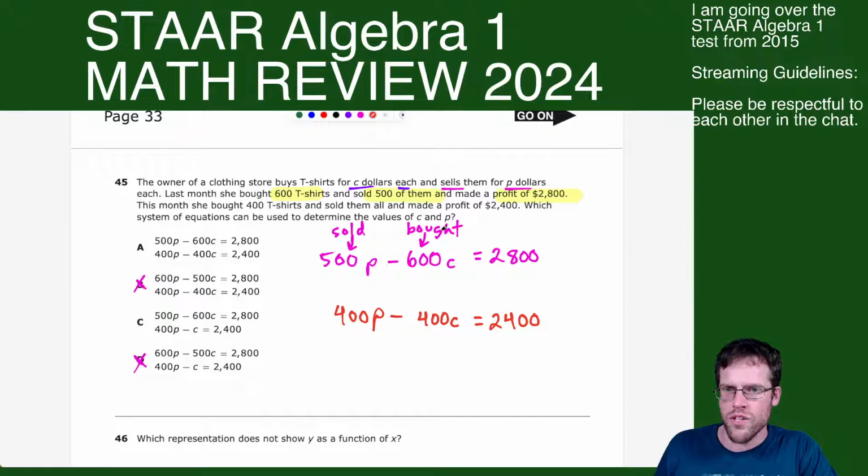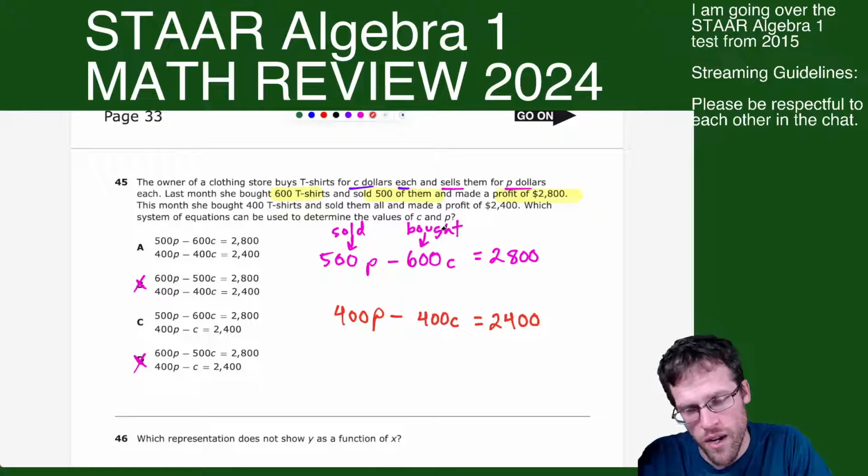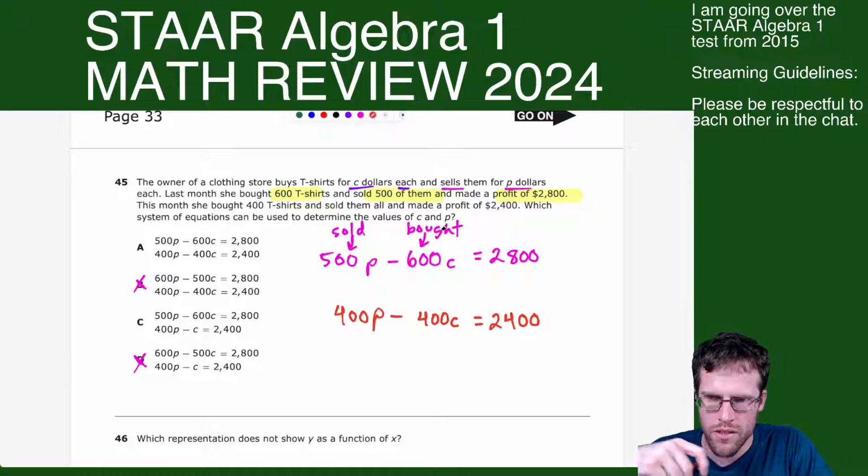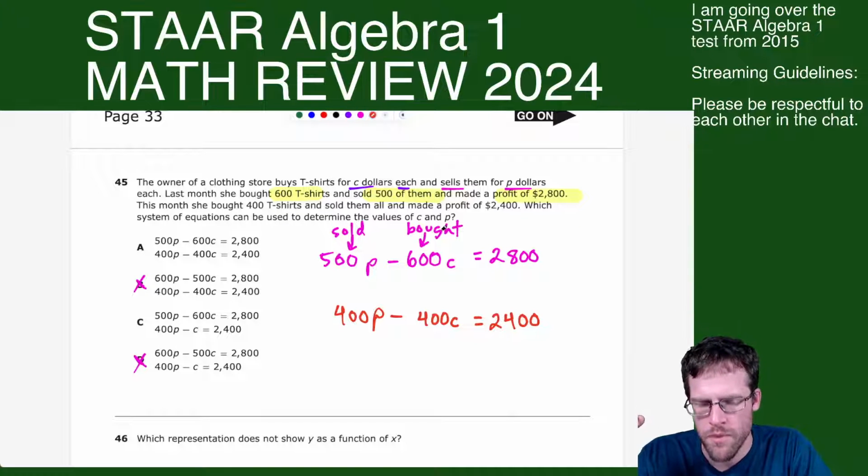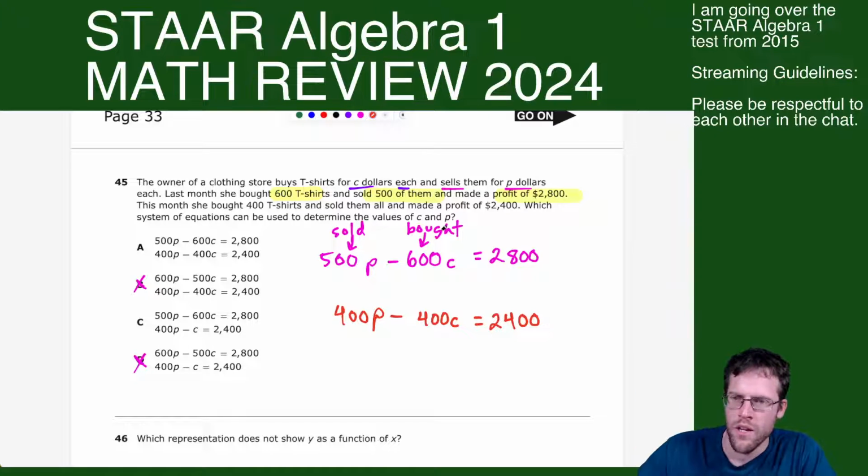So which system of equations can be used to determine the values of C and P? Although in this case, they're saying C and P are the same throughout. So yeah, the price she's paying and charging to sell are the same. But that is a concept. I guess I spoke too soon. So 400P minus 400C is 2,400.